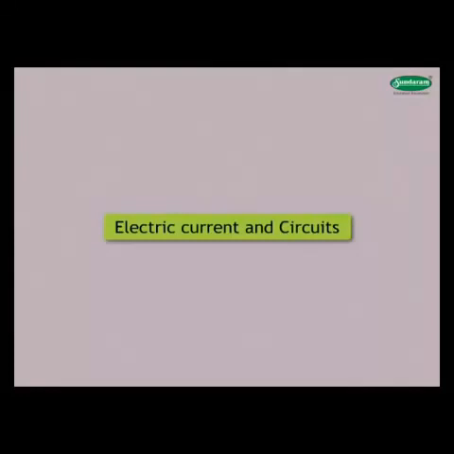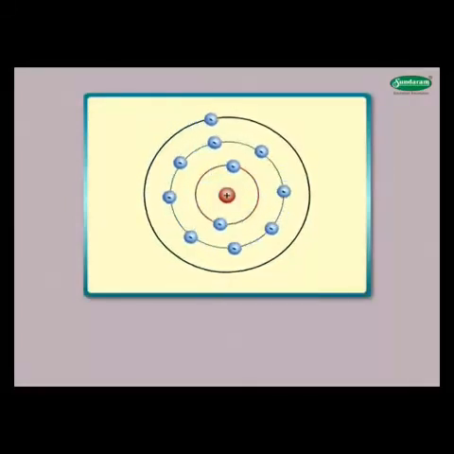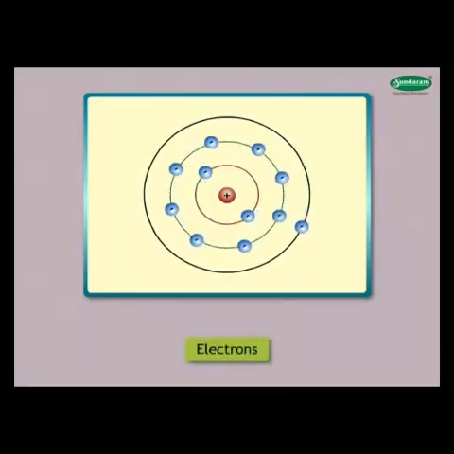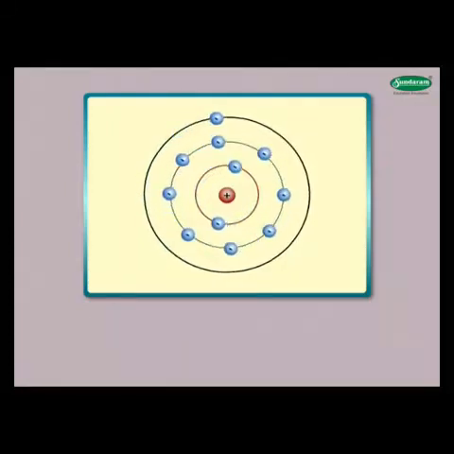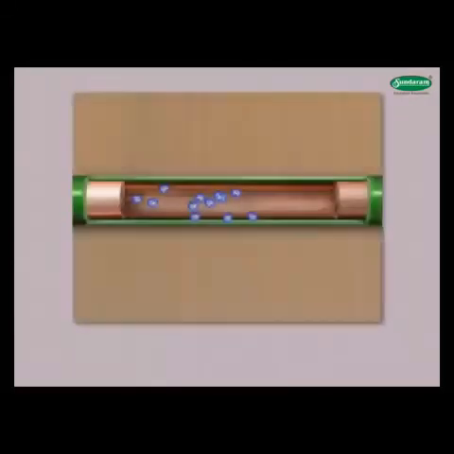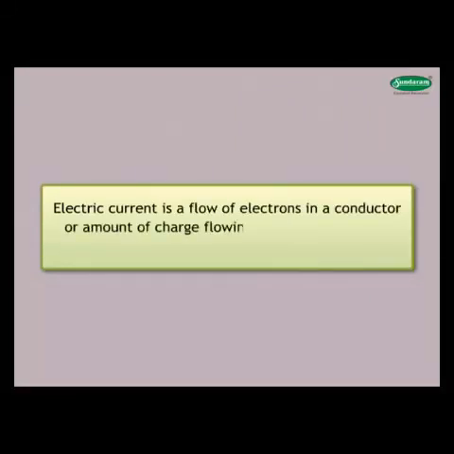Let us understand about electric current and circuits. In a metallic conductor, each atom has one or more than one loosely bound electrons. These loosely bound electrons are considered as free electrons. They can move from one part to another part. Since these free electrons move throughout the conductor, they are the charge carriers. Electric current is a flow of electrons in a conductor or the amount of charge flowing through a particular cross-sectional area in unit time.